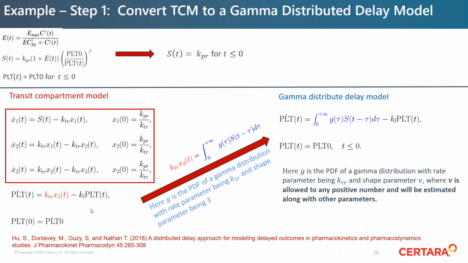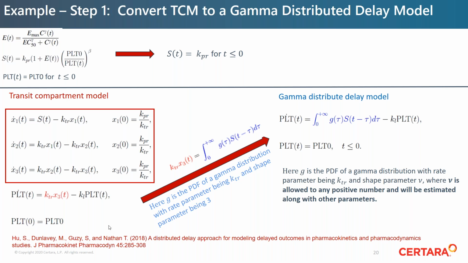Now, this is a transit compartment model used in that paper. So I want to remind you again that this S(t) denotes the production rate, and is given by this one. Now, since PLT0 is a pre-dose steady state level for platelet, you can find out that the history value for S is just equal to KPR.